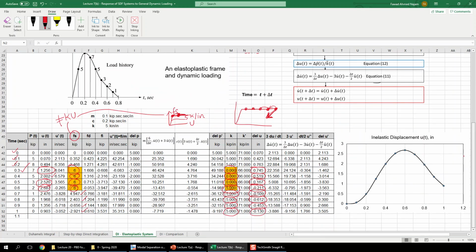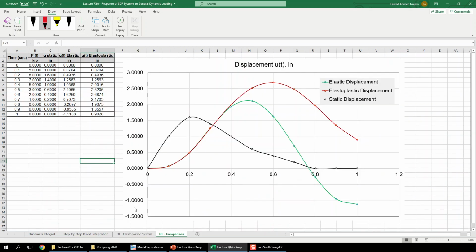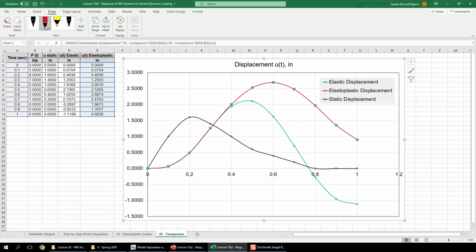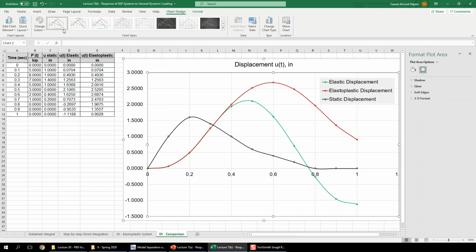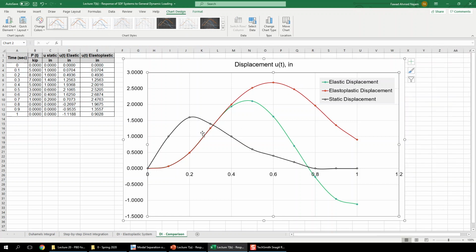So with these two changes, all the other calculations will be the same and the graph will be slightly different, and now this will become the inelastic displacement. This is the inelastic displacement which your elastoplastic structure will follow, and this is significantly different from the elastic displacement. So I have plotted a comparison plot here. You can see the difference between elastic and elastoplastic displacements. This top line is the elastoplastic line, and the green line is the elastic displacement.